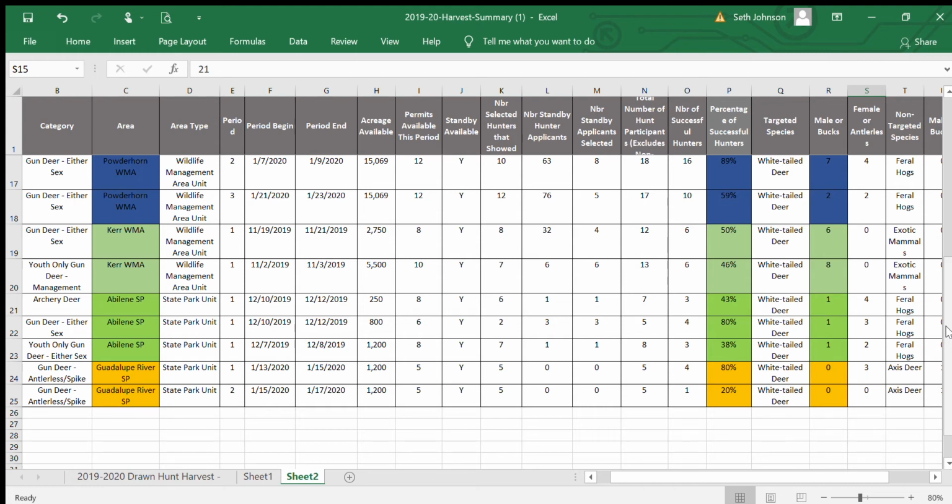Absolutely beautiful piece of property. You're talking about 1,200 acres of pristine central Texas ground. Not a lot of permits go out, but I promise you, it is worth the trip. You're talking about 80% success rates, 20%. Seeing them that high consistently over the years, if you look back historically.